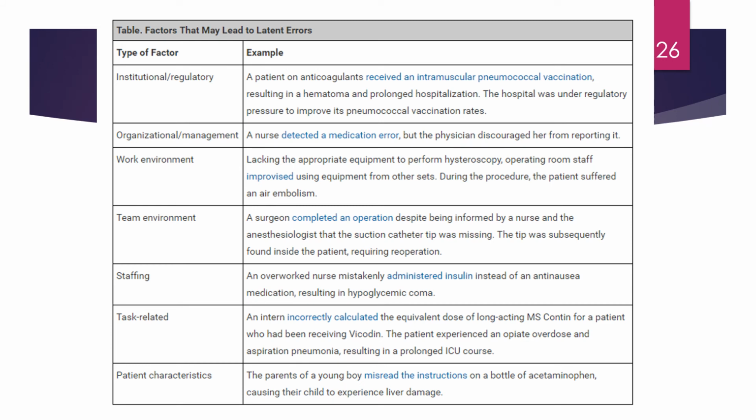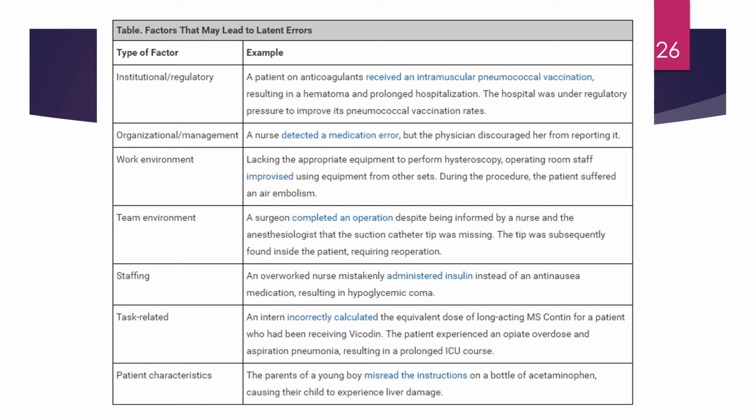Work environment. Lacking the appropriate equipment to perform a hysteroscopy, operating room staff improvised using equipment from other sets. During the procedure, the patient suffered an air embolism. So if you didn't use the right equipment, or if you didn't have the right things in your environment to do this, that would be a potential work environment error.